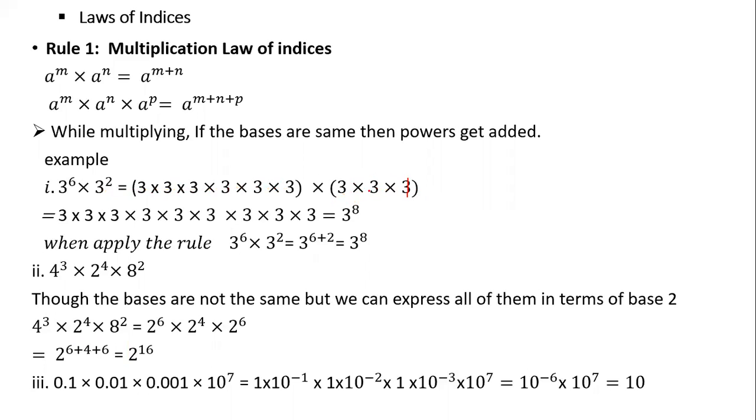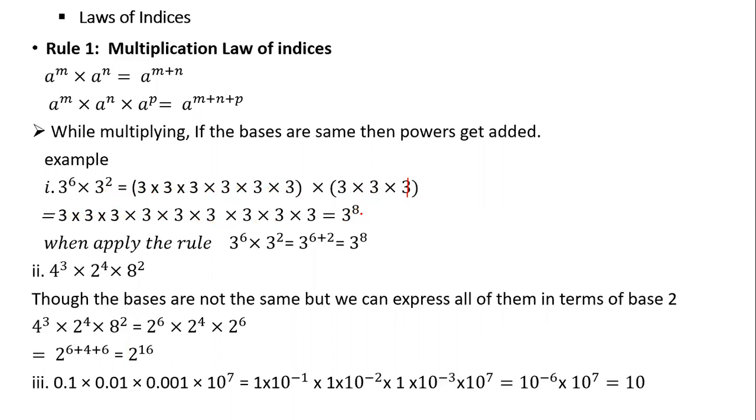So we have 3 times 3. Therefore, by counting all of them, you have 1, 2, 3, 4, 5, 6. That one would be 3 power 6. And we have 3 power 2. Hence, we have 3 power 8.